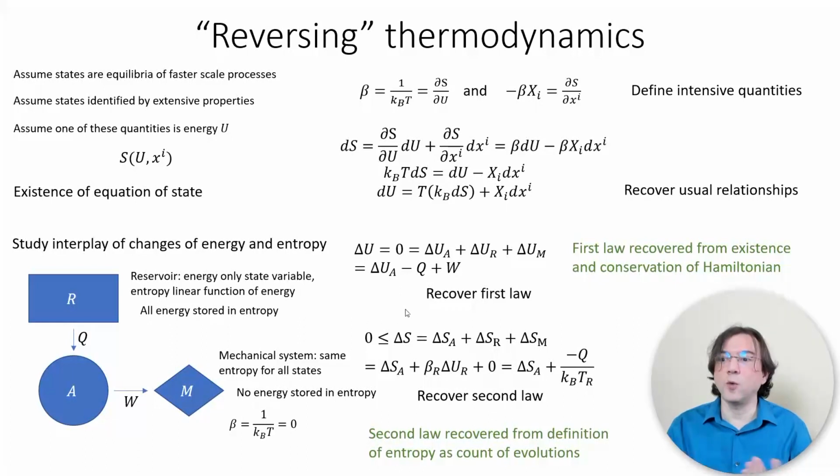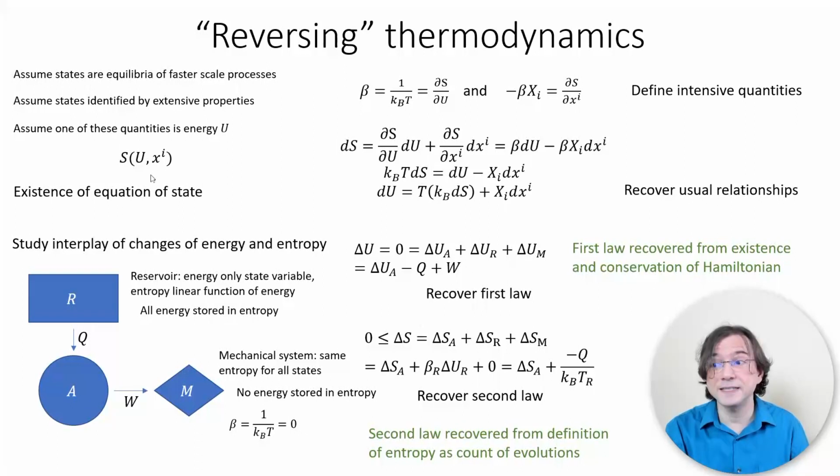And now, if one wanted to reverse-engineer thermodynamics, we need to add a little bit more assumptions. We essentially need to say, okay, all states are equilibria of some faster-scale process which is independent from what we're doing. There are going to be extensive quantities and so on. And what happens is that you're going to be able to prove that there is an equation of state. You're going to be able to prove that you can write the entropy at equilibrium, which is going to be well defined, as a function of these extensive quantities.